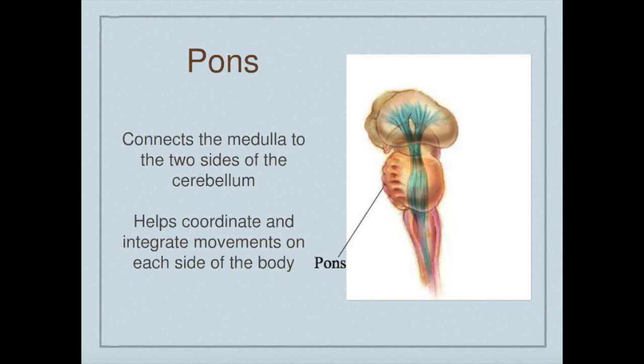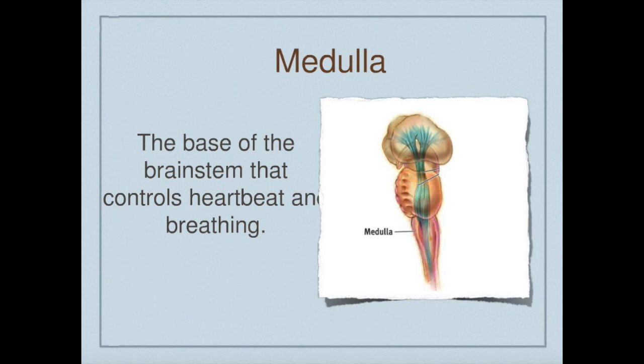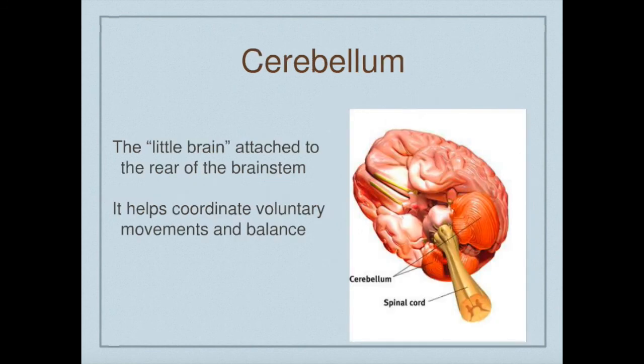So the pons coordinates movement, and it integrates movement on each side of the body. Really any movement that you do has to go through the pons. Reticular formation is really important because it keeps you awake. If there's an abnormality in the reticular formation, it causes narcolepsy. We looked at that cute little narcoleptic dog that kept falling asleep throughout the day. That was a malfunction of the reticular formation. So it controls arousal. Then the medulla is probably the most important part of the entire brain; it controls the heartbeat and the breathing. Without the medulla, you're in big trouble.